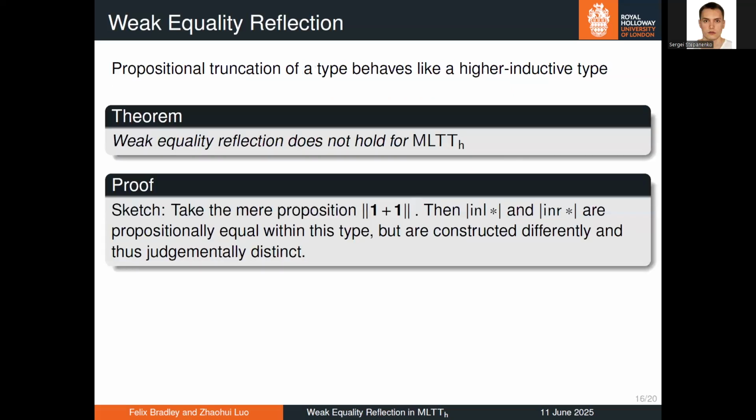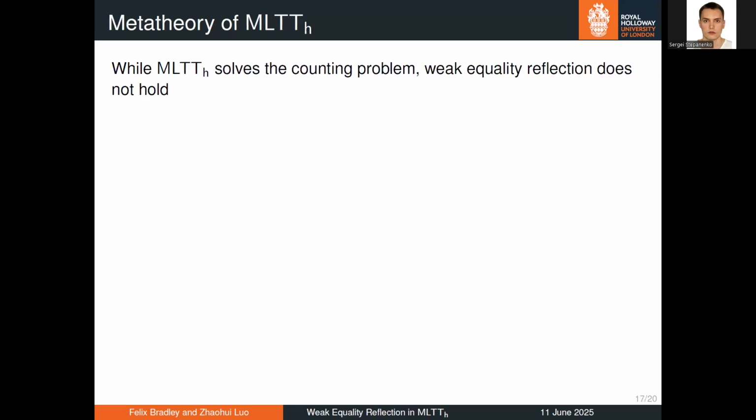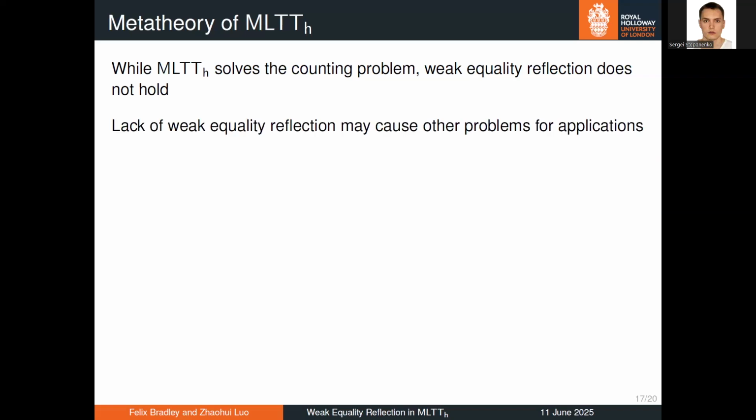Fantastic. But there is a problem in that propositional truncation is a very simple higher inductive type. And this means that it's very easy to construct another proof similar to Shulman's, I believe, where we can show that weak equality reflection doesn't actually hold for MLTT with propositional truncation. This is a problem because we want distinctly constructed objects to remain distinct. So we know that MLTT with propositional truncation does solve the counting problem, but we no longer have weak equality reflection.